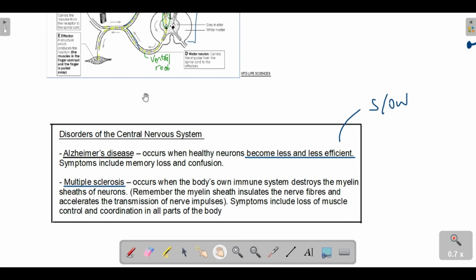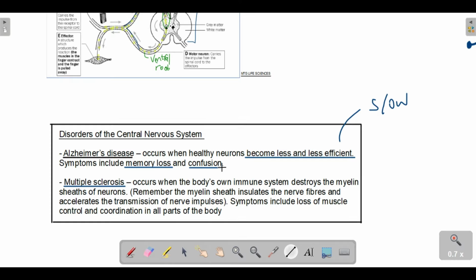Okay. So now some of the symptoms include memory loss and confusion. So you'd find out that people with Alzheimer's disease struggle to remember a lot of things. They struggle to remember their grandchildren's name, their kid's name. They become confused, like not being able to tie your shoes, not being able to recall a lot of things. So that is your Alzheimer's disease.